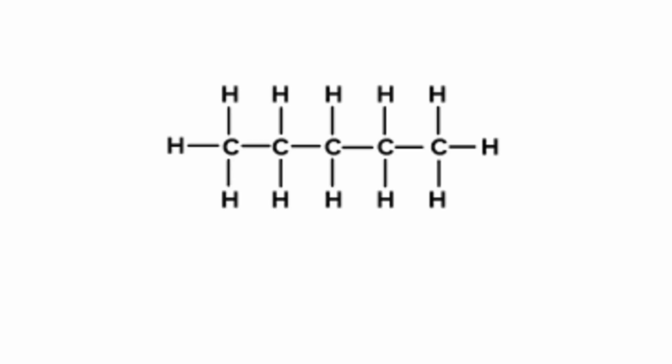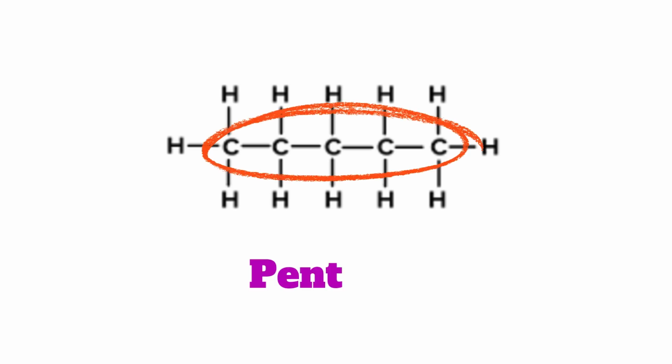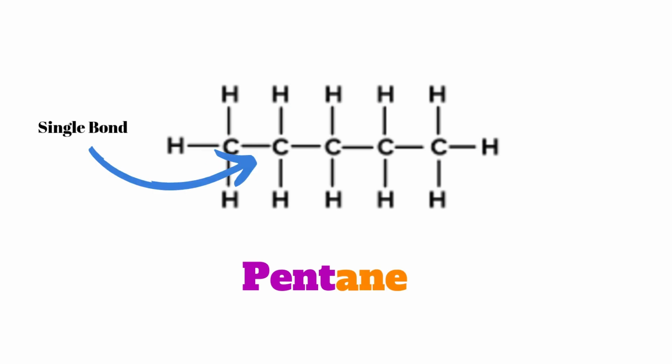Let's walk through the naming process step by step with a few examples. In this example, we can see that there are 5 carbon atoms in the longest chain. Hence the word root is pent. We can also see that only single bond is present between carbon atoms, hence the primary suffix is ane. On combining word root and primary suffix, we can say that the name of the compound is pentane.